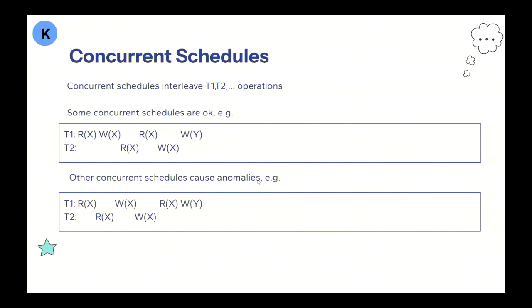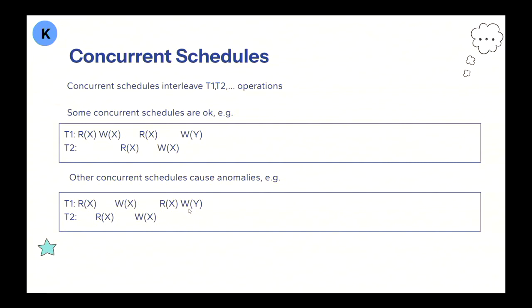However, this one could cause anomaly, because as you can see here, T1 is reading from X first, and it writes to X afterwards. But the write to X of T2 happens after T1 writes to X. So this X value of T1 is overwritten by T2 here. And then when T1 reads it to decide the value of Y, it's actually reading the value of T2. This will cause anomaly here.